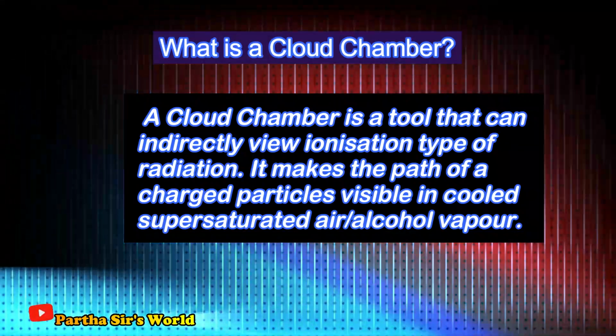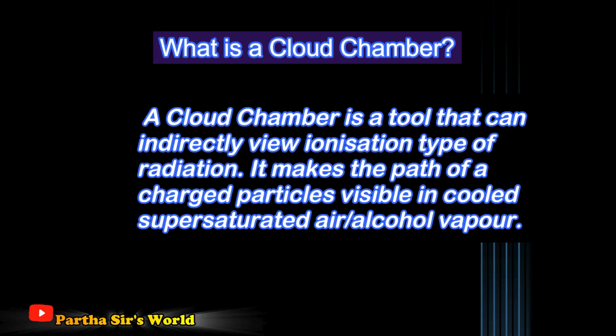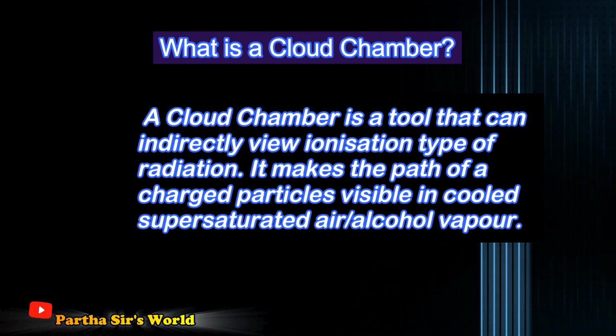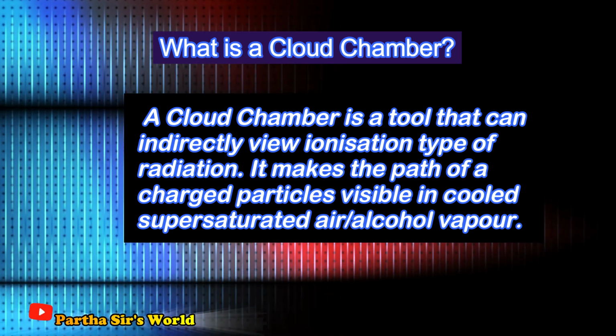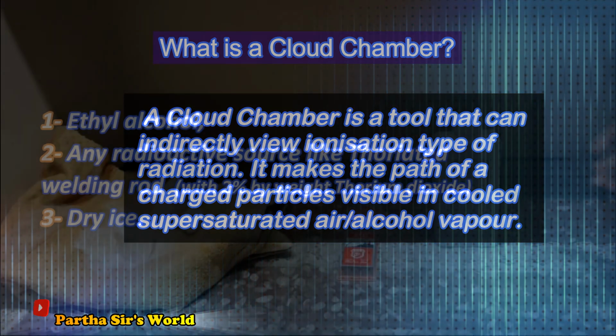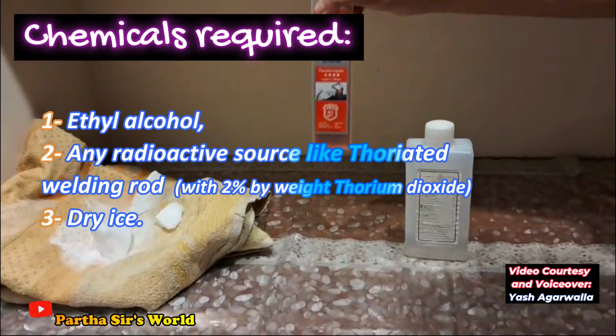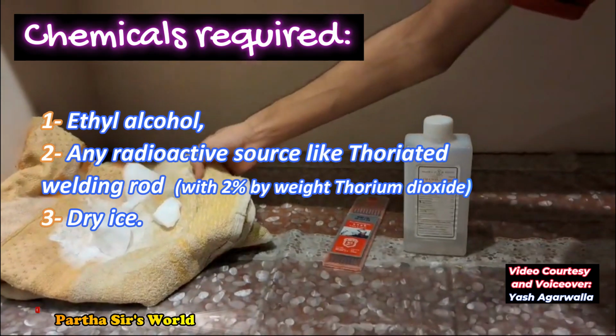A cloud chamber is a tool that can indirectly view ionization type of radiation. It makes the path of a charged particle visible in cooled supersaturated alcohol vapor. Chemicals required: ethyl alcohol, a radioactive source like thorium, and dry ice.